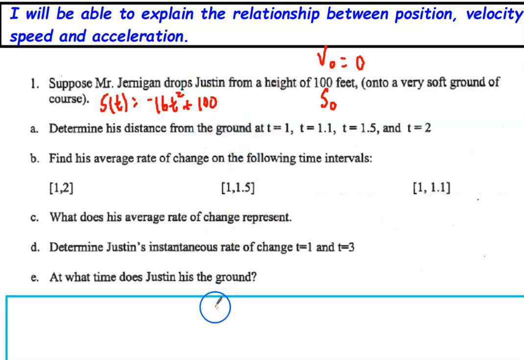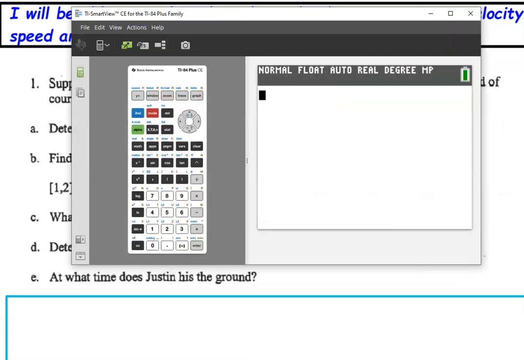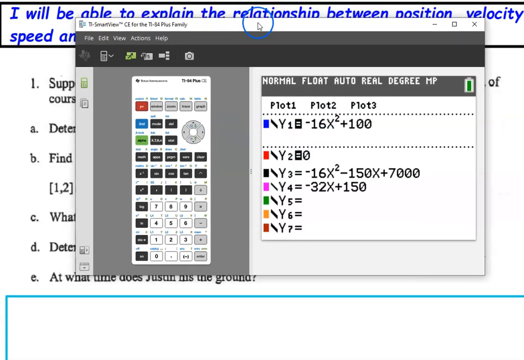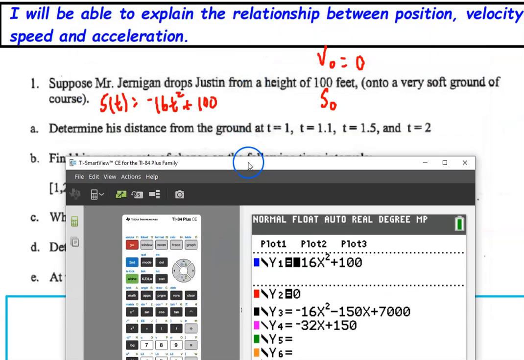So if I want to determine his position, and I'm simply going to use a calculator for efficiency, I already have my function typed into my graphing calculator. It's right there: negative 16t squared plus 100. I have some other functions that we're going to use on the second example already typed in. So you may want to stop for a second and at least get this into your calculator so you can see efficient ways to use your calculator.